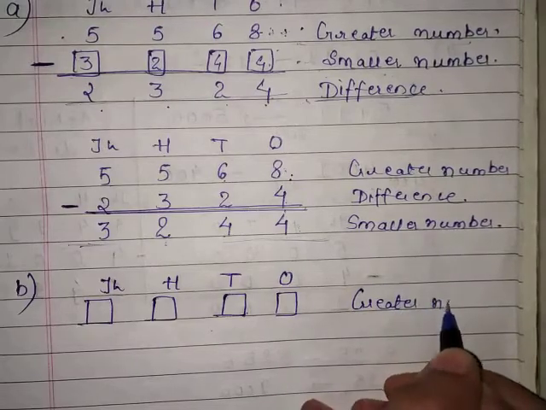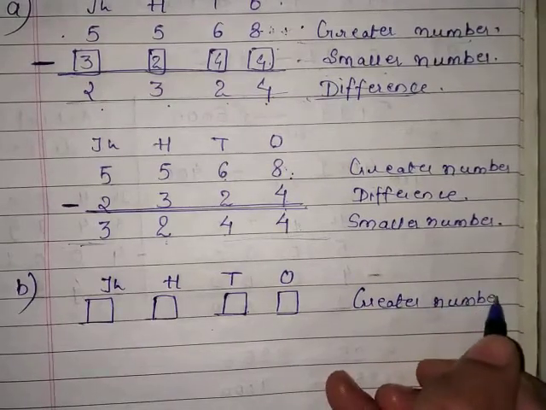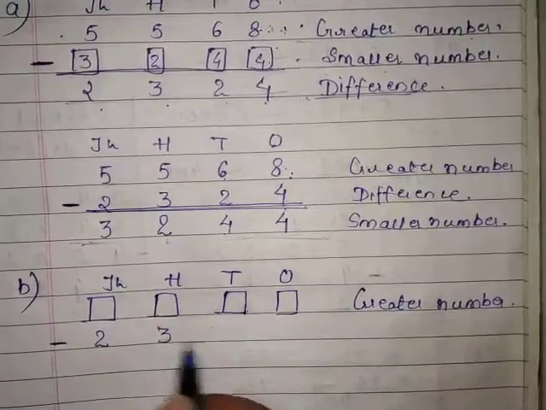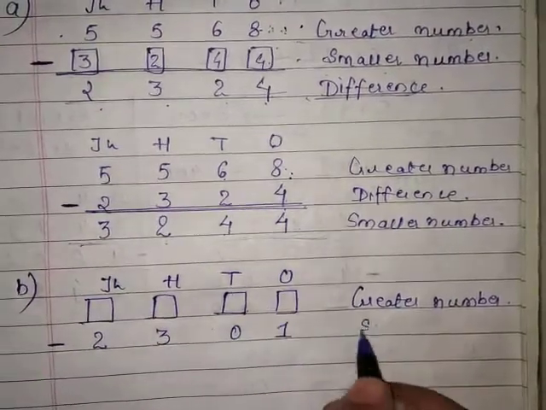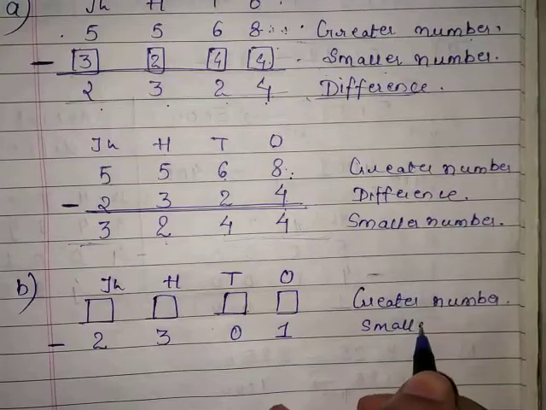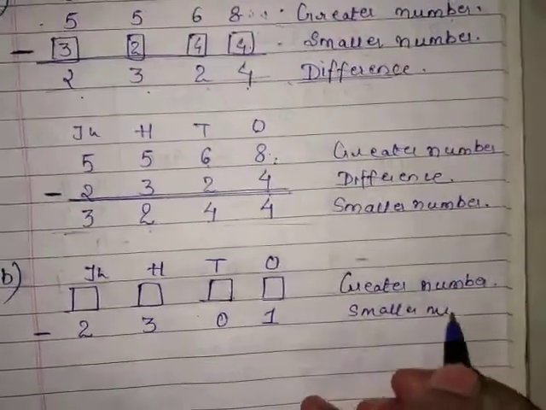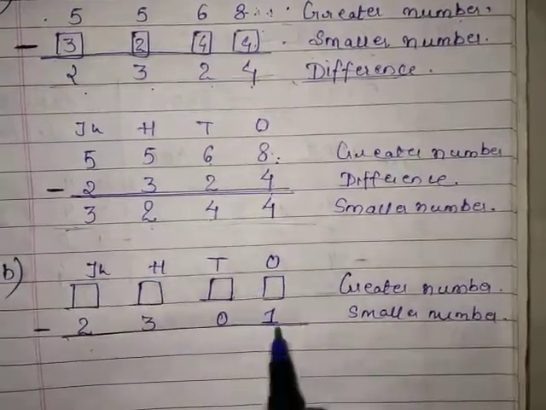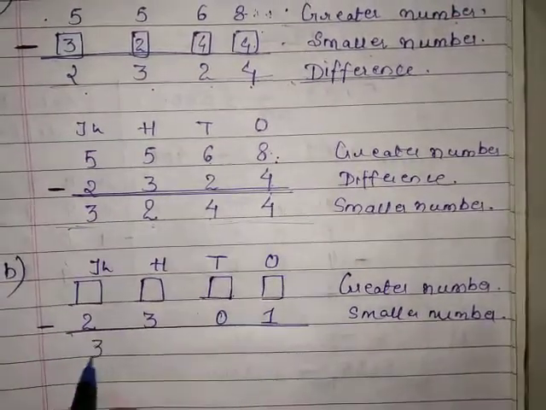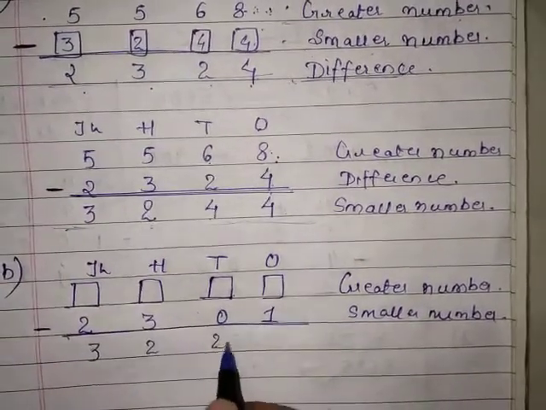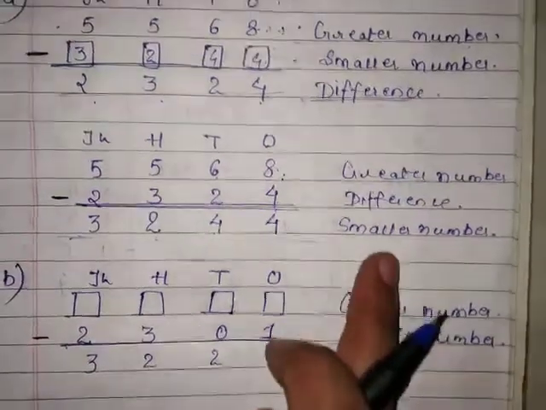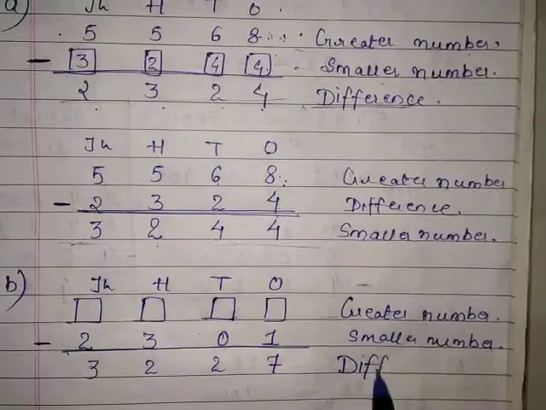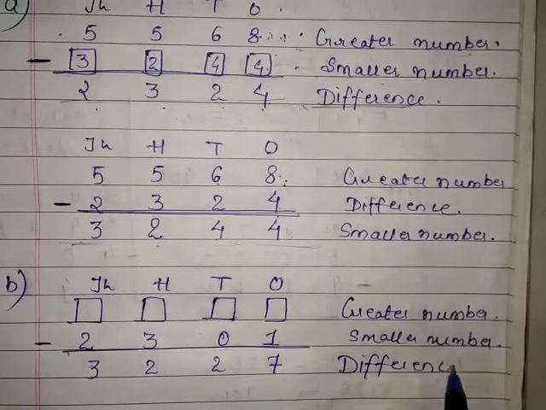The greater number. Now we will see the number is 2301. So which number is given here? This is the smaller number. Alright. And after subtraction, the number which is given is known as the difference. So we have to write the difference.